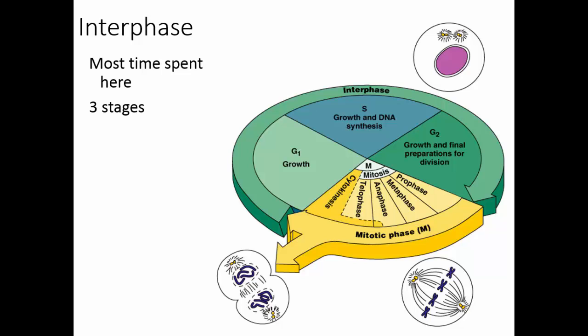There are three stages of interphase. The G1 phase is the growth phase. This is the cell growing and getting larger. It's just divided, so it has to take on some growth. It has to get a little bit bigger. Then there is the synthesis phase, this S phase. This is when the cell knows it's going to divide, and so it replicates the DNA.